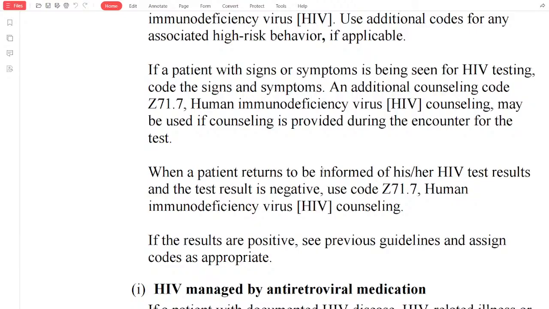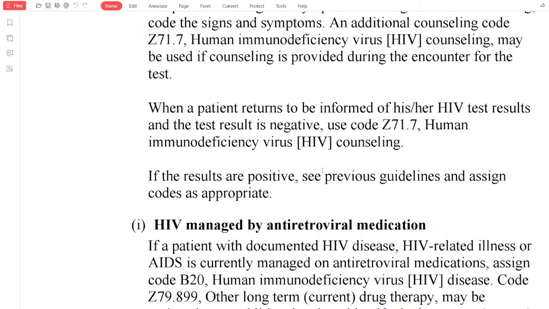Next, when a patient returns to be informed of his or her HIV test result and the test result is negative, use code Z71.7, human immunodeficiency virus HIV counseling. HIV test result is negative, code Z71.7. Okay, if the result is positive, what will be the code? B20. Only for a positive diagnosis you have to code B20.